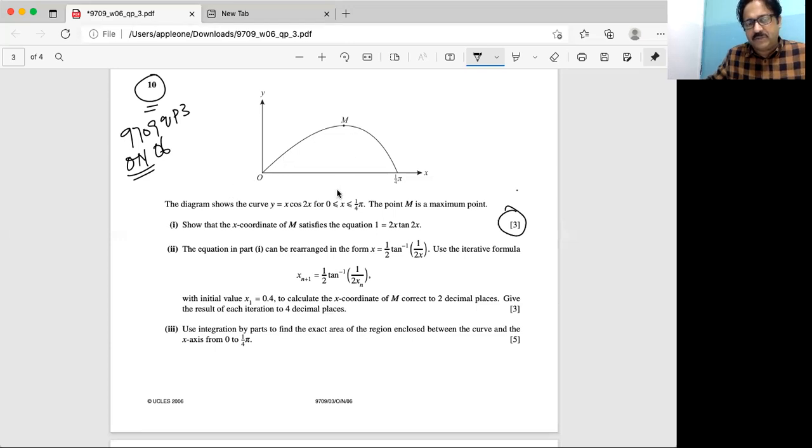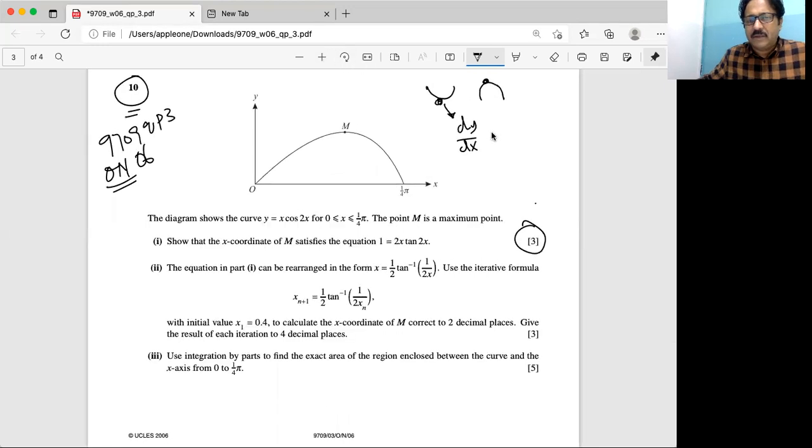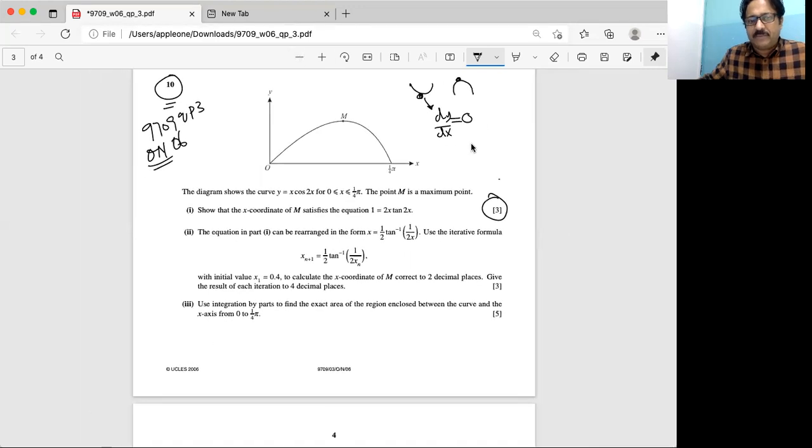The first thing you should know is that the point M is a maximum point. There are two things in derivatives: one is the minimum point and one is the maximum point. I hope you know the characteristics of the maximum and minimum points. At both these points, dy dx is equal to 0. At a minimum point the gradient is 0, and at a maximum point as well, the gradient is 0. So you should know these things first. Then let's go to the question now.